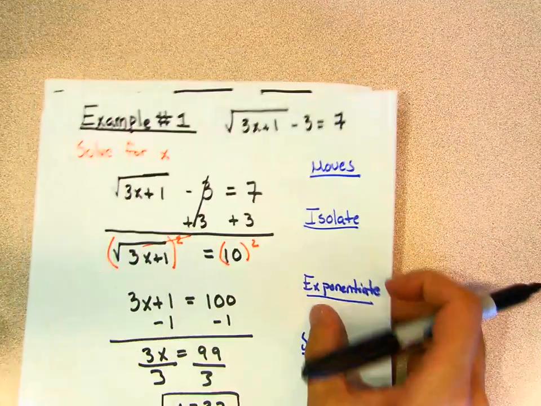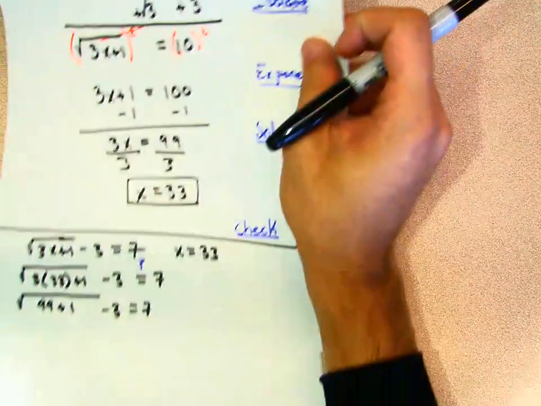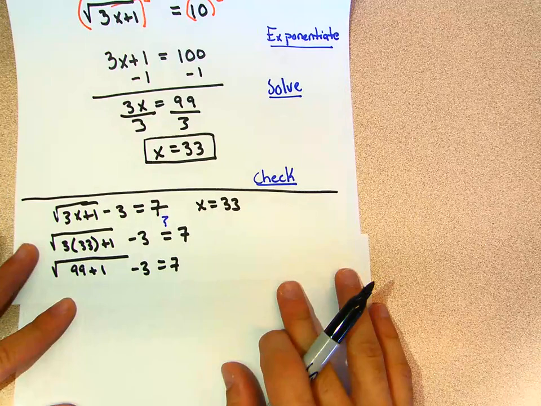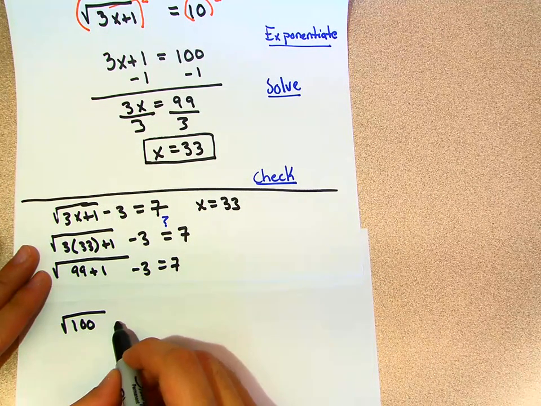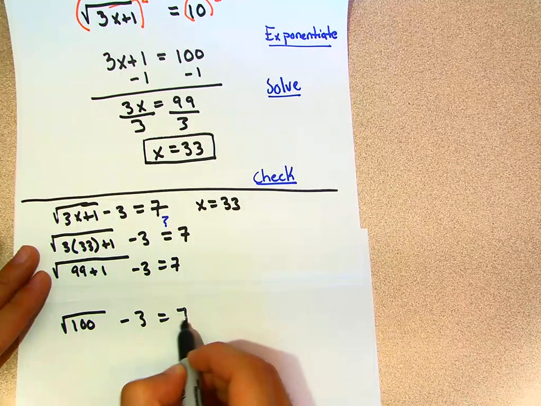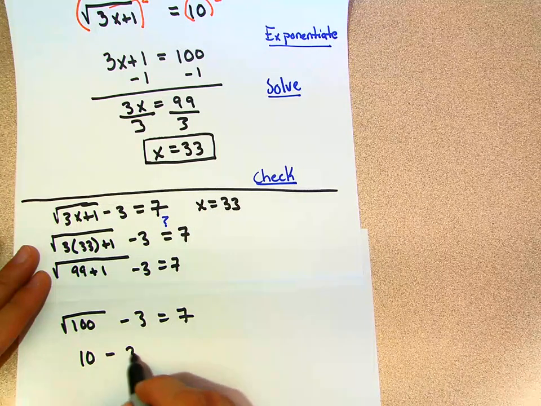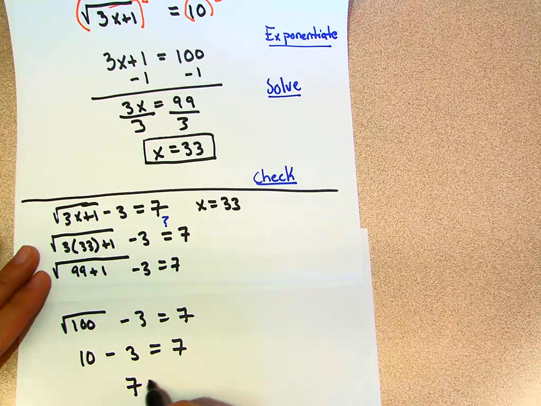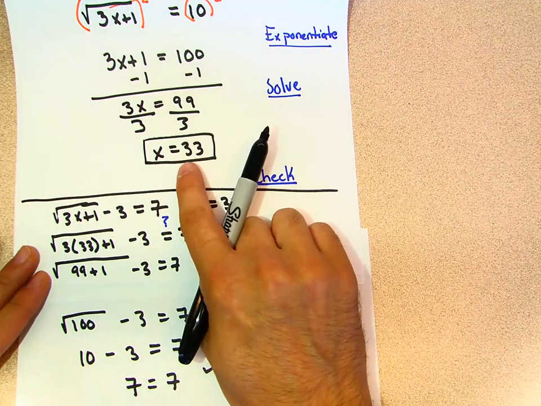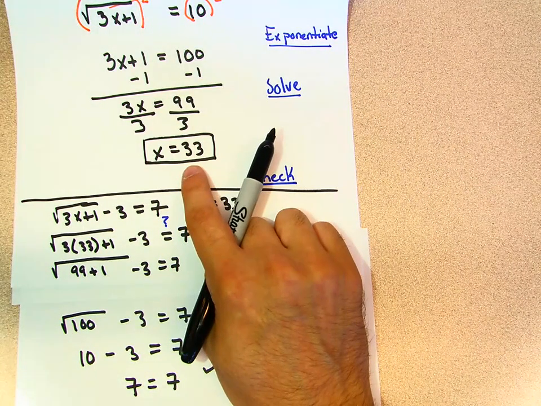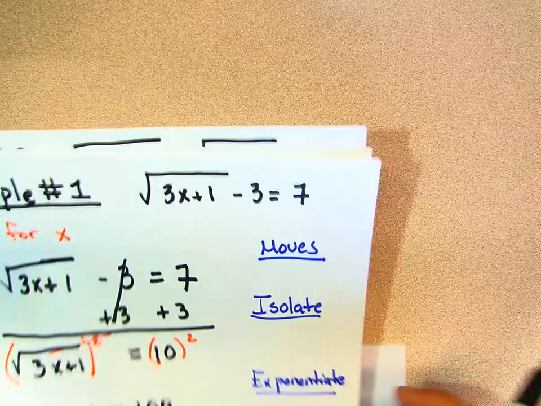And just to extend our page a little bit, square root of 99 plus 1 is the square root of 100 minus 3 equals 7. Square root of 100 is 10 minus 3 equals 7. 7 equals 7. Check. So here, x equals 33 is the solution. Okay? All right. So let's move on to the next one.